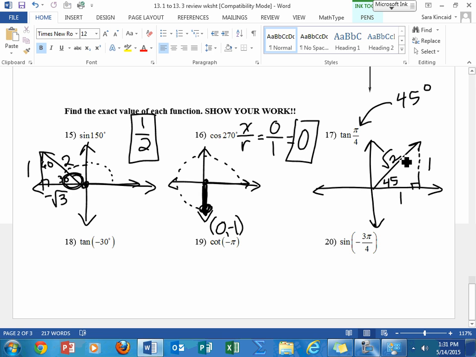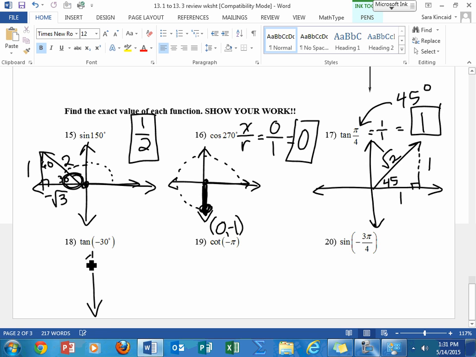Now, do we need to adjust any negative signs here? No, this is positive x, positive y, looks good. Now, if you set up your opposite over adjacent, you'd get 1 over 1, which is just 1. So 17 should just be the number 1.